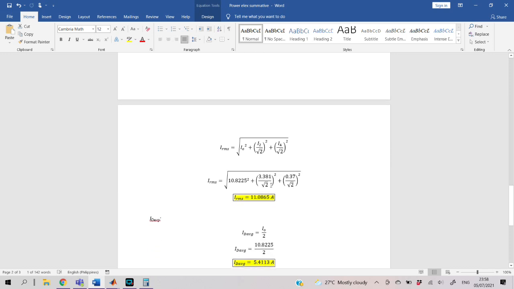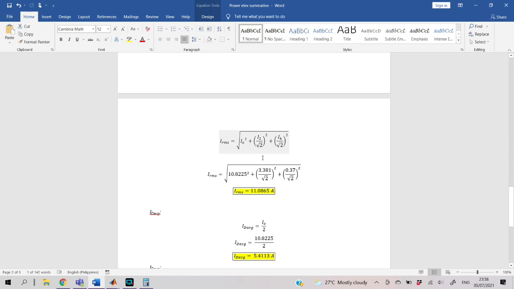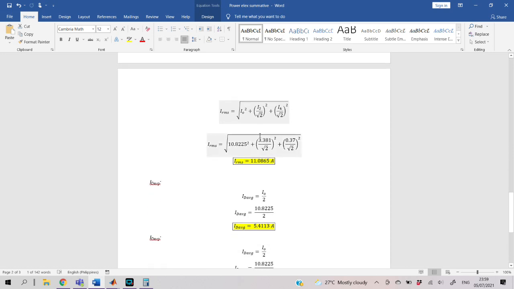To determine the RMS value, which we are looking for, we take the square root of the sum of the squares of the average current, I2 over square root of 2, and the square of I4 over square root of 2. Substituting its values, we obtain 11.0865 amperes as the RMS value of the load.